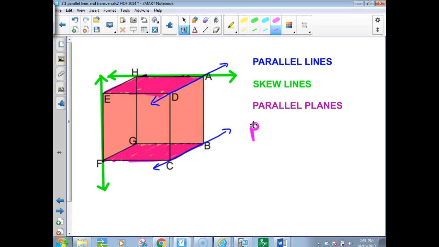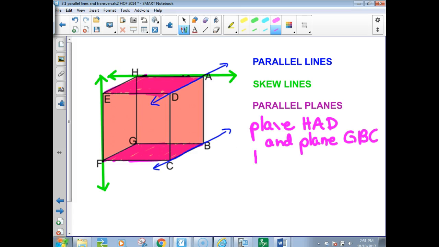If you want to write it out, you could say plane HAD, and plane GBC. Whenever you're naming planes, you need to use the word plane. That might be a way to hint to yourself what you meant. So the top and the bottom, other parallel planes in the picture might have been the left and the right side, or the front and the back.